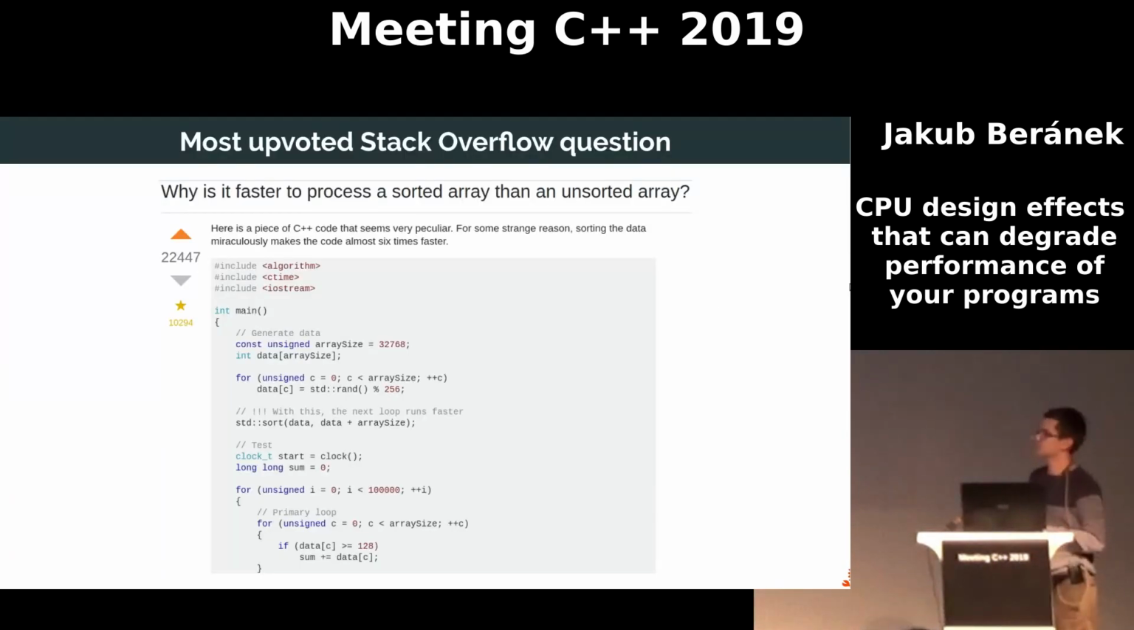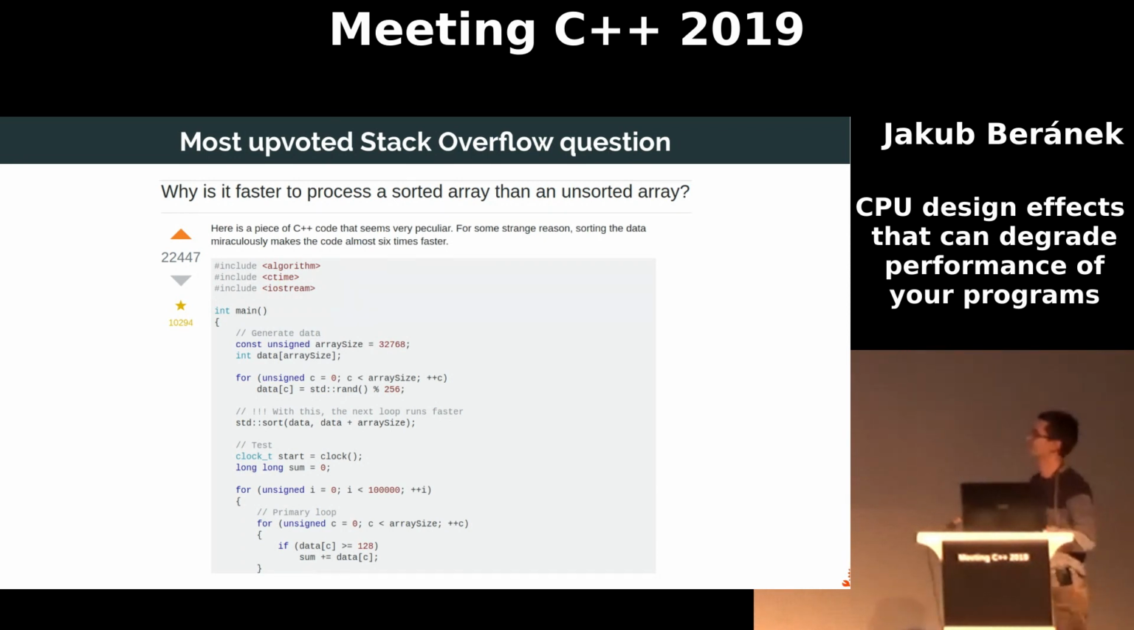And it turns out that I was not the only one, because this is actually code inspired by the most upvoted Stack Overflow question of all time. It asks, why is it faster to process a sorted array than an unsorted array? This is already a year old, and it had more than 22,000 upvotes. So people are actually surprised that this is happening, because a lot of people don't know how the hardware actually works.